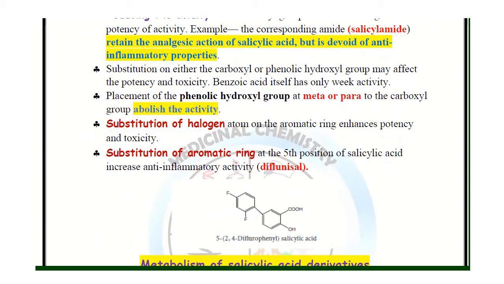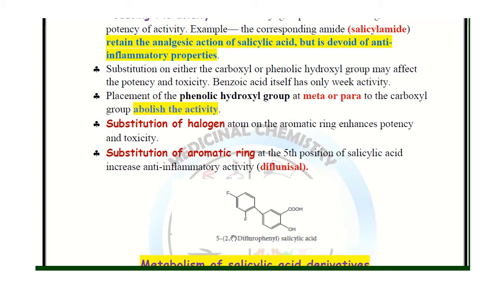Next is the substitution of a halogen atom on the aromatic ring. If we substitute a halogen, which is an electronegative or electron withdrawing group, on the aromatic ring, this will increase the potency, but at the same time it will also increase the chances of toxicity. If we are adding an aromatic or phenyl ring at the 5th position of salicylic acid, the anti-inflammatory activity of the drug can be increased. An example of this derivative drug is diflunisal.